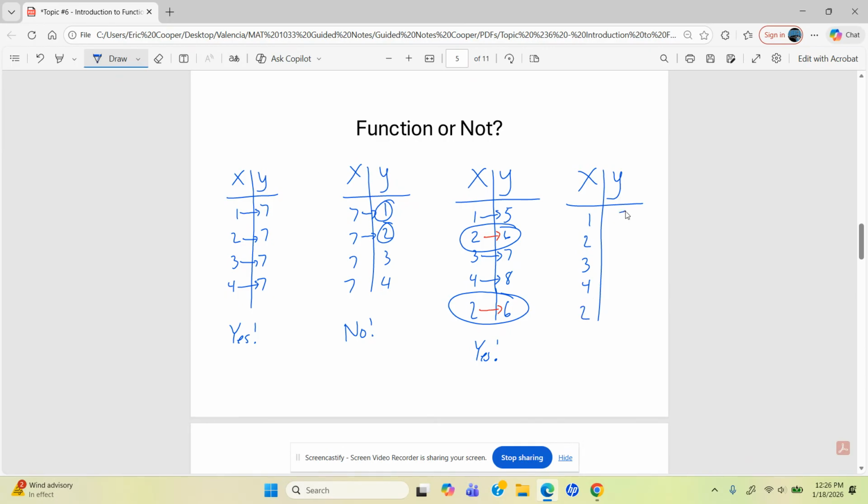So I'll go back to the same example. Let's say we had this, but this time instead of 2 going to 6, 2 goes to 9. Now it's violating the rules. 2 is going to 2 different numbers. So no, this is not a function. Again, in order for something to be a function, each value of x has to go to each value of y only once. If an x value goes to multiple values of y, it is not a function.